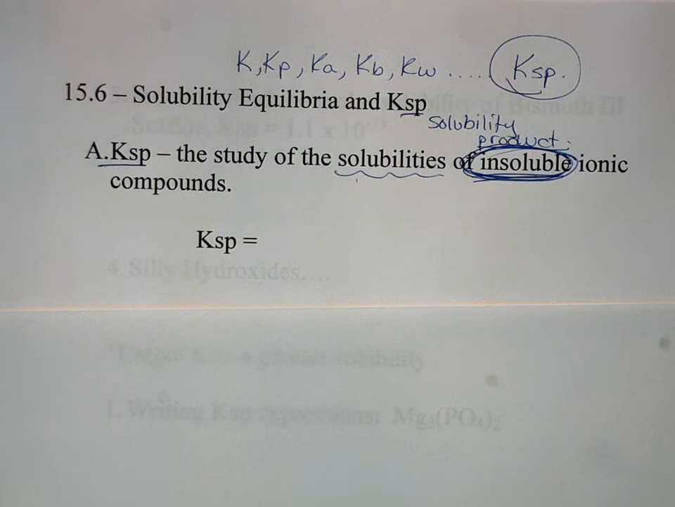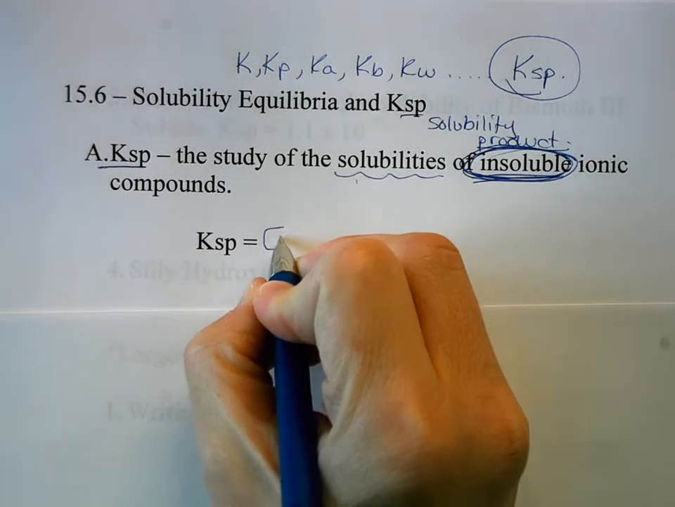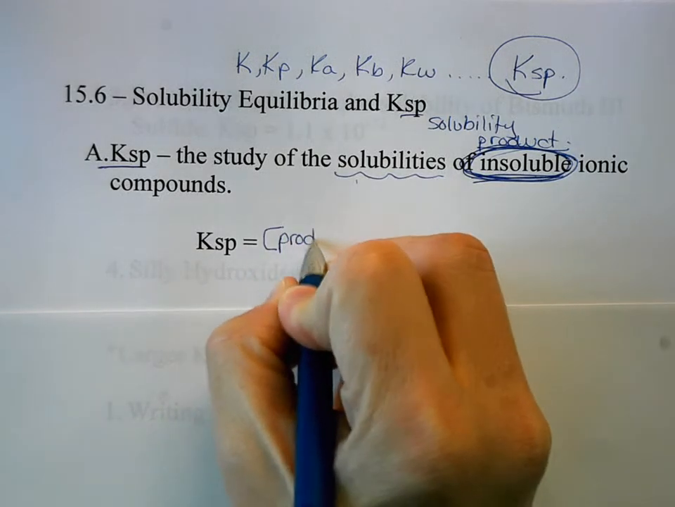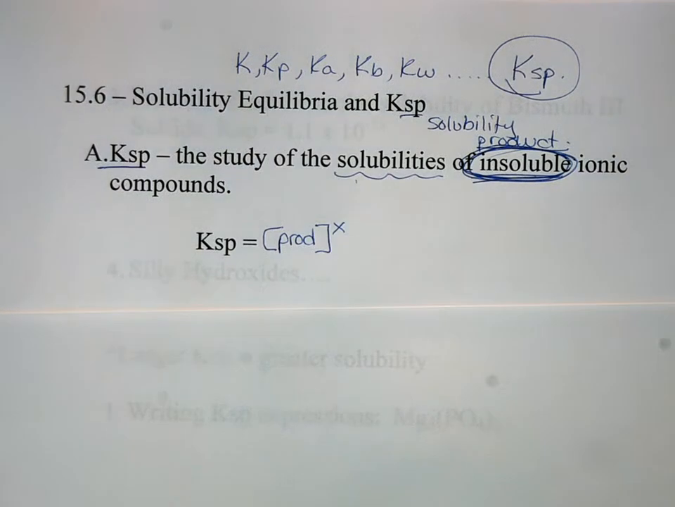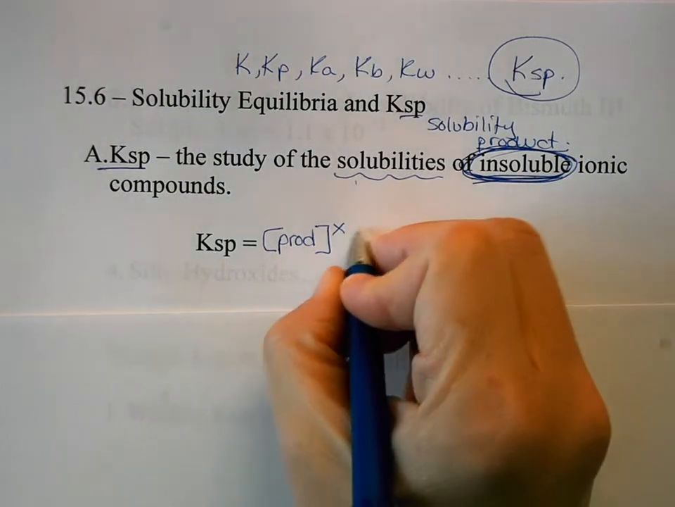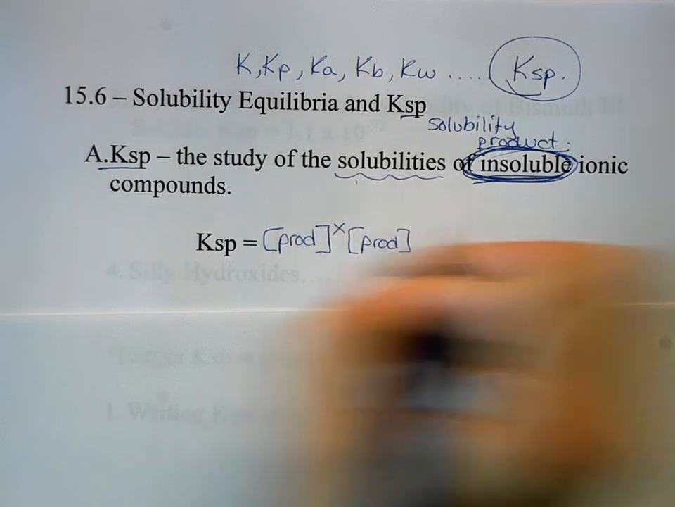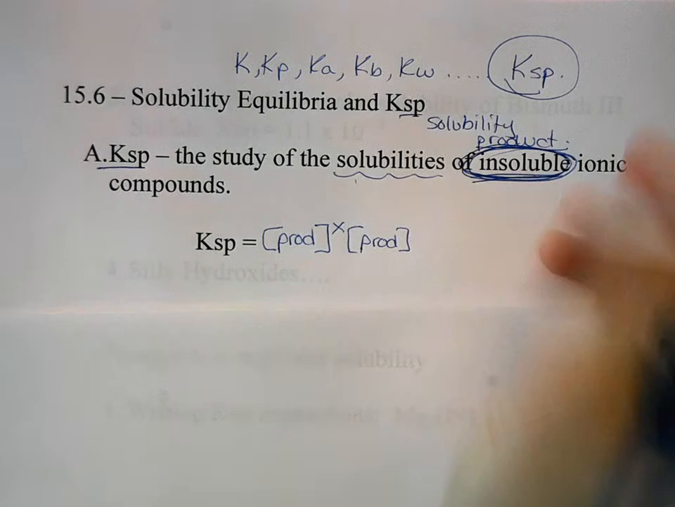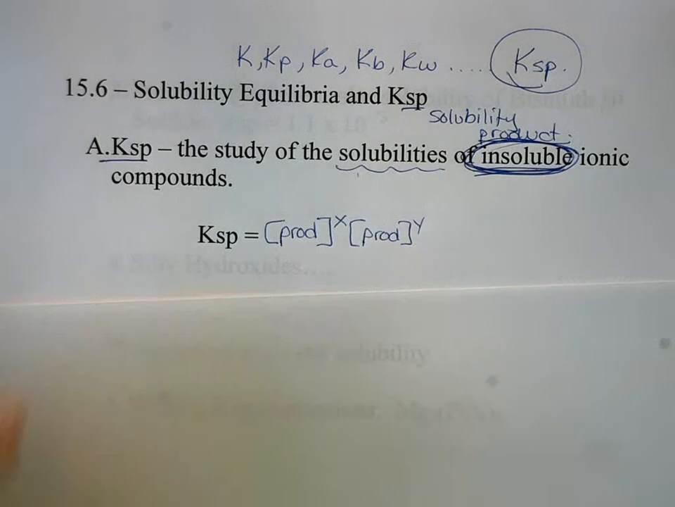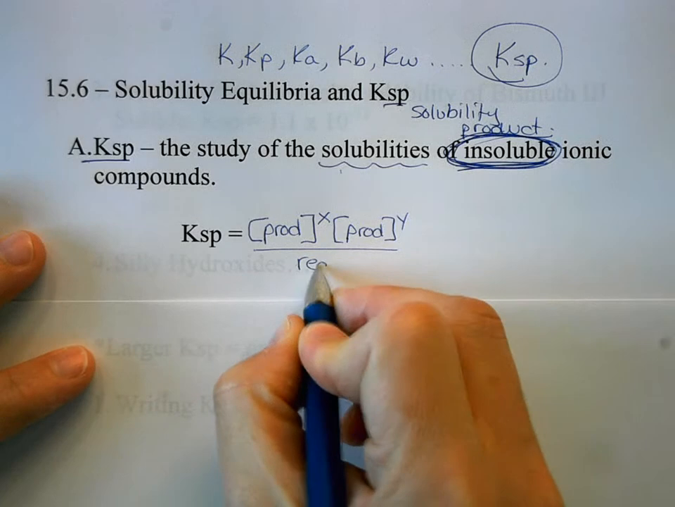And the Ksp expression is written the same way you write all of these other expressions, where you are basically looking at the concentration of the product to whatever power the coefficient is, multiplied by the concentration of the other product, because if it's dissolving, it's going to split up into two ions, to whatever that power would be based on the coefficient. So it's products over reactants again.